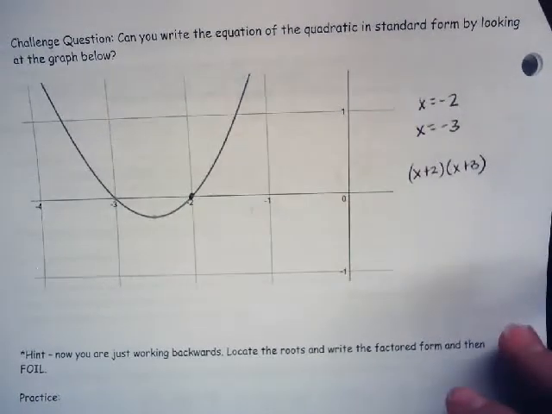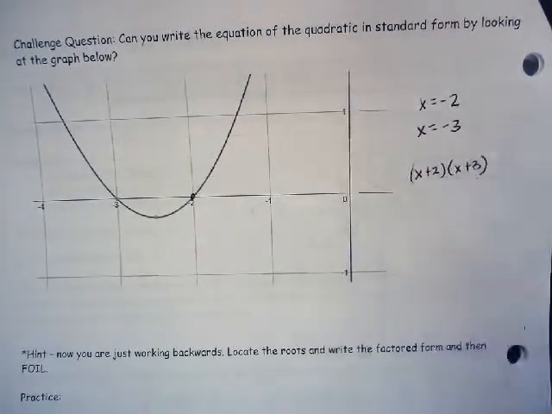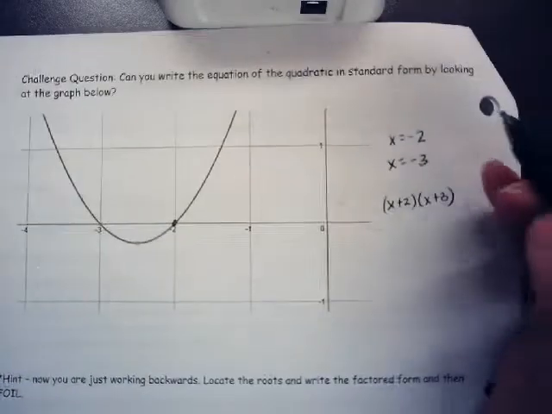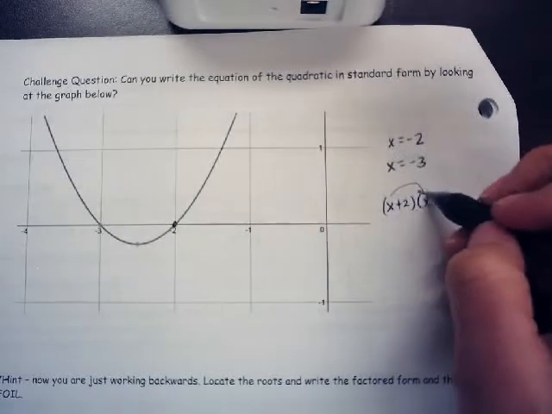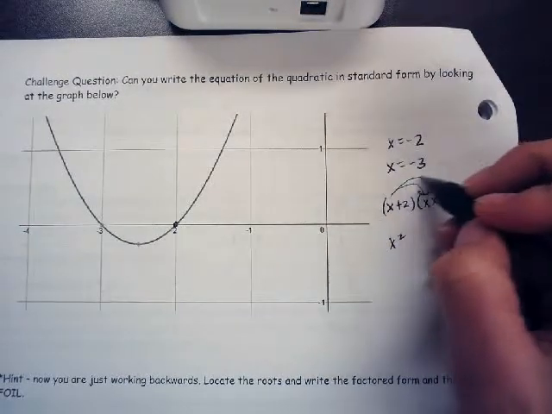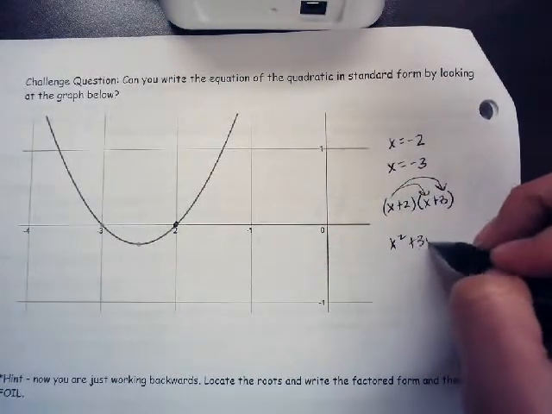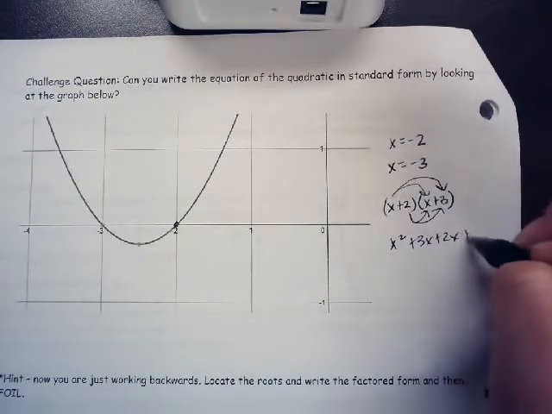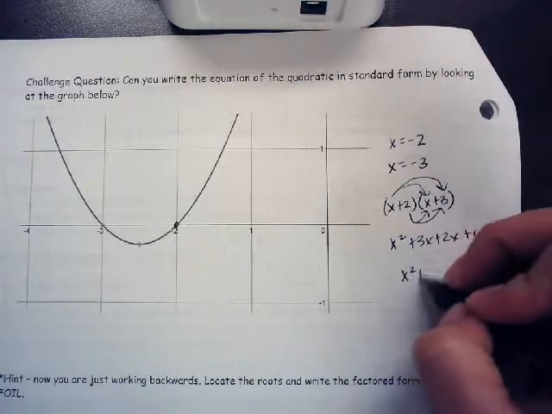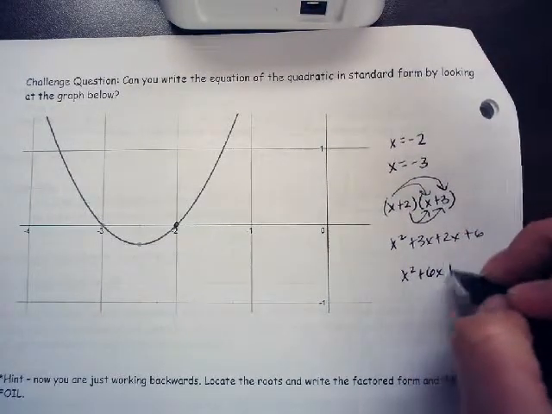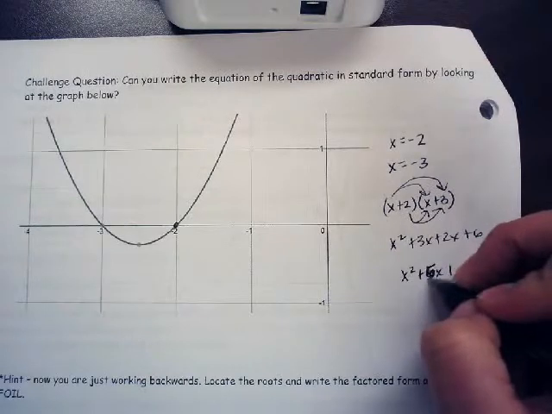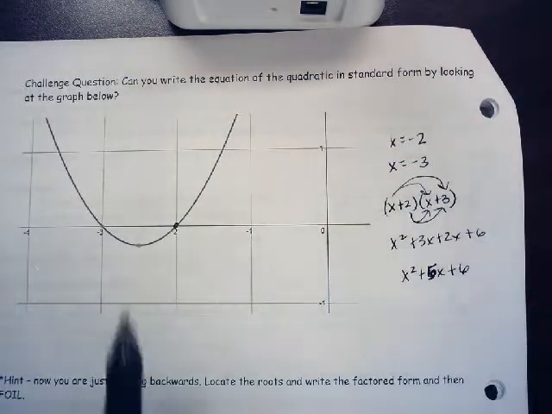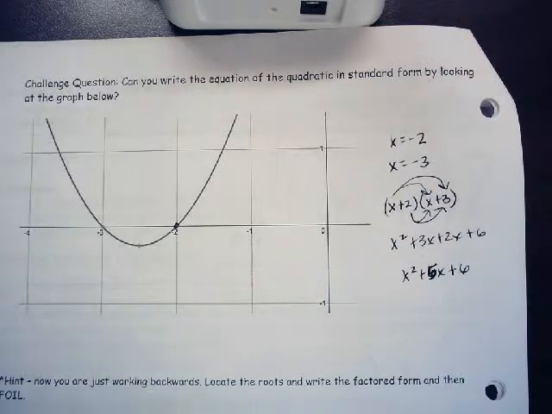Can I write it in standard form? That was the question. How would I write this in standard form? Oh, I just have to FOIL it. So I would have first x squared, outside plus 3x, inside plus 2x, last plus 6. So I'd have x squared plus 5x, excuse me, now I can't add, plus 6. That would be the equation of that parabola in standard form.